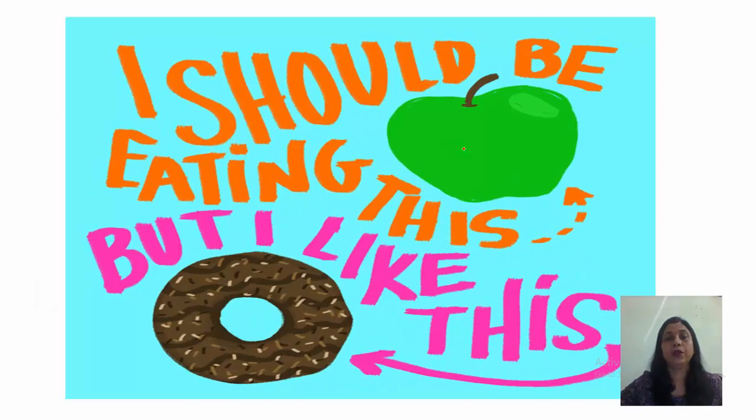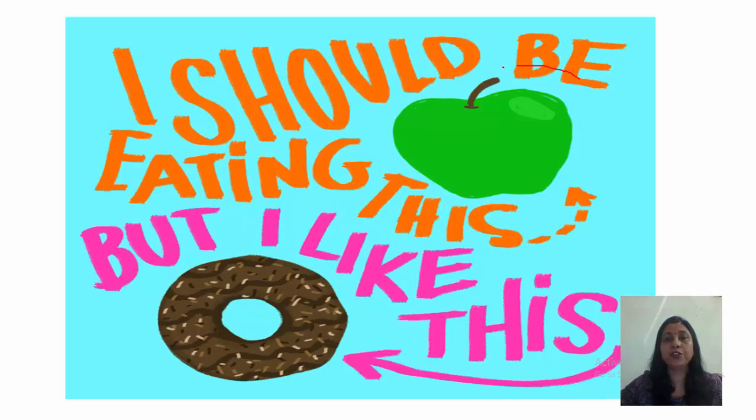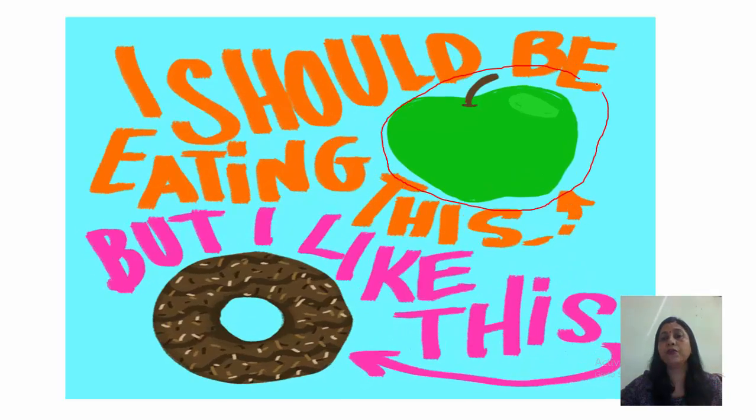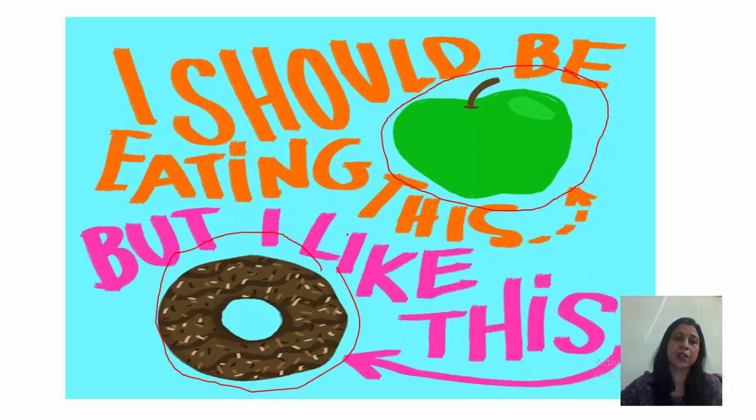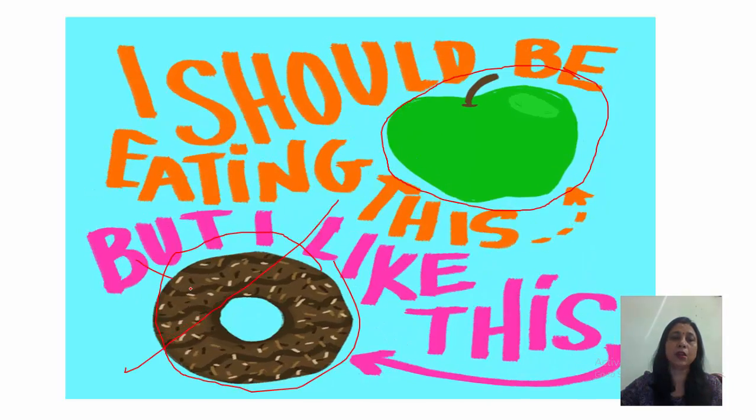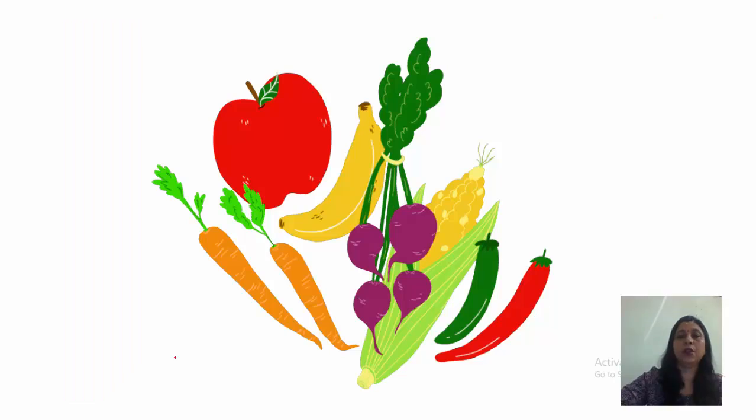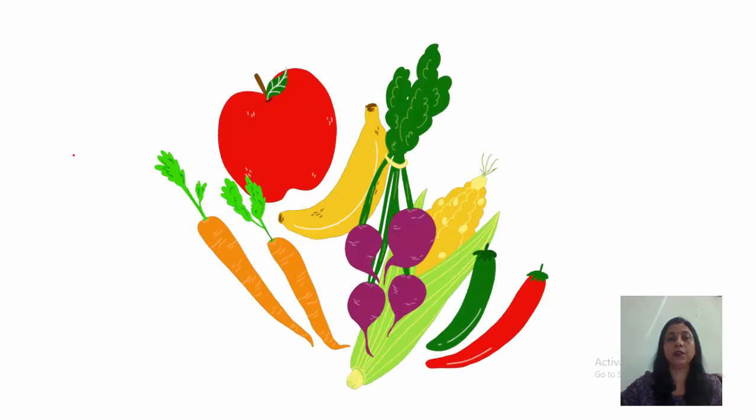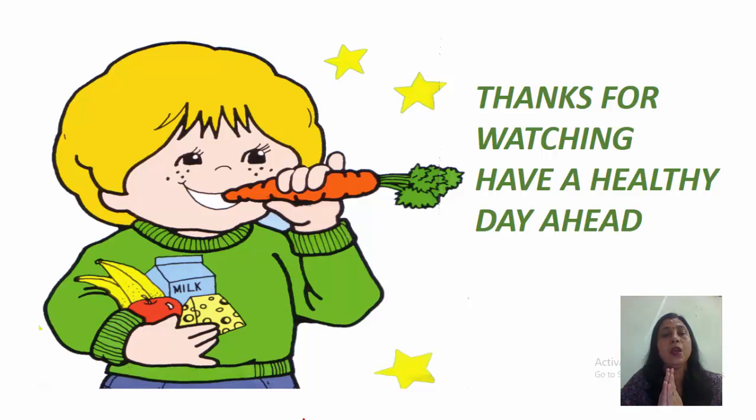Now you can see from this slide what we should eat: a lot of fruits and vegetables, but we like this which is not at all healthy. We should eat this. Lot of fruits and vegetables. We should have a healthy practice of eating all these things. Now, this is all about the nutrition in animals.